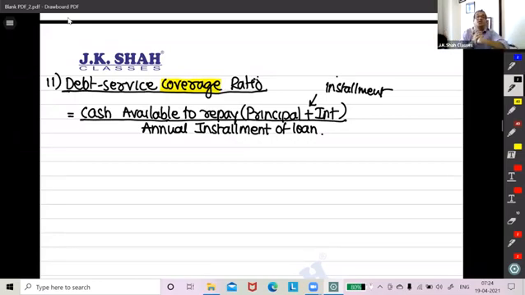Okay. Only thing is that first we need to understand that there is some difference between the net profit and the cash available.